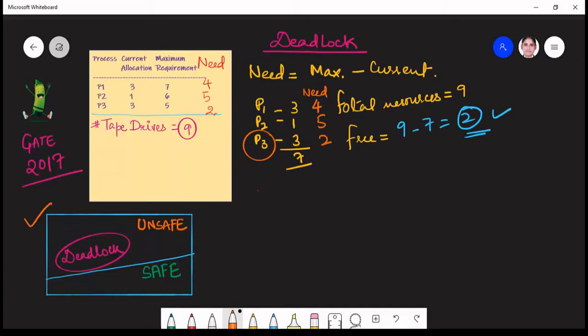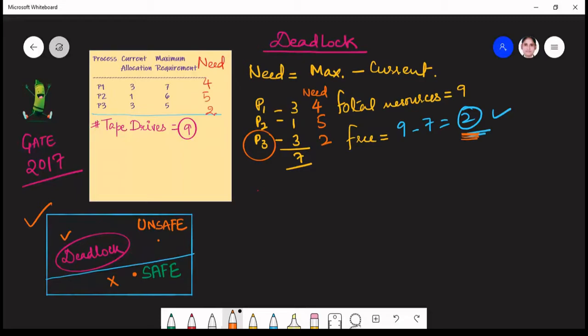So these 2 resources can be allocated to P3 because it can only fulfill the need of P3, right? If you need to find out whether your system is in deadlock or not, for that you have to find out a safe state. If you are able to find a safe state, it means that the system is not in deadlock, right? But if we are not able to find a safe state, it means that the system will be in deadlock. So let's see whether we can find a safe state or not. Whenever you are given free resources, they will be given to the process whose request can be fulfilled.